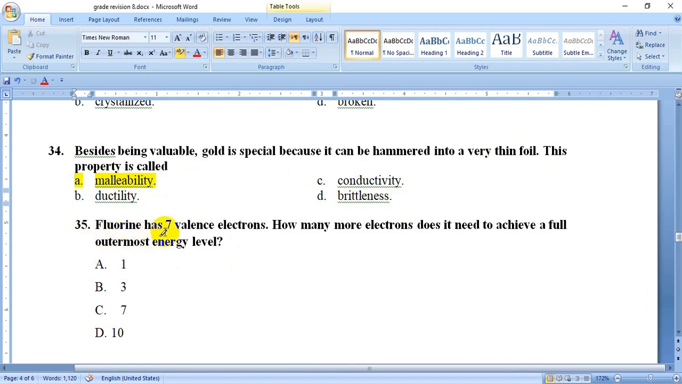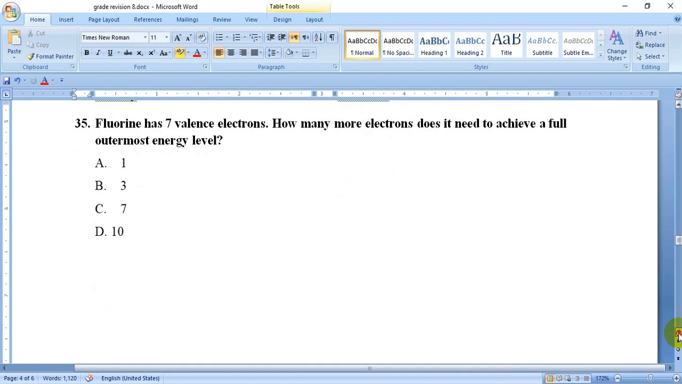35. Fluorine has 7 valency electrons. How many more electrons does it need to achieve a full outermost energy level? If fluorine has 7, how many does it need to have a complete outer shell? The outer shell carries 8, so it needs 1 electron, and like this there will be 8 electrons in the outer energy level.